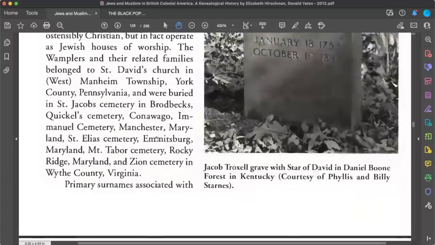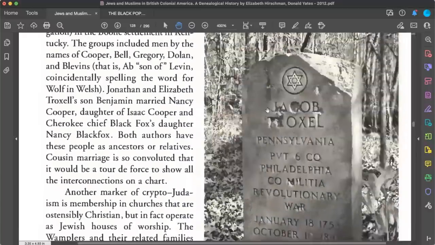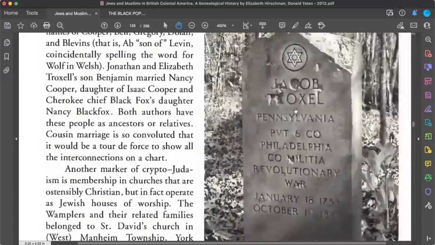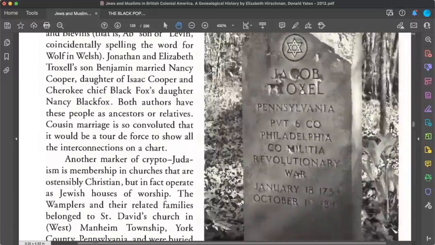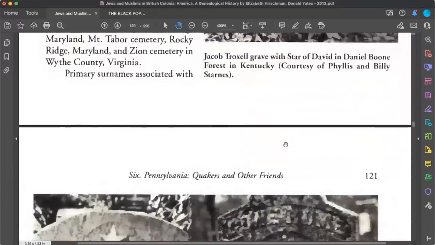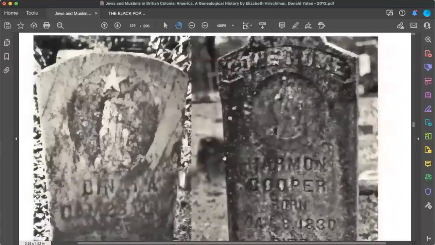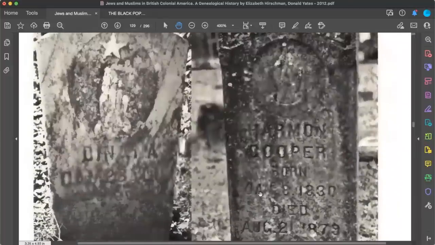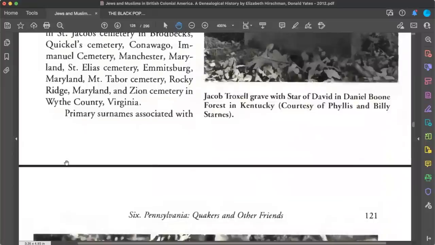Primary sources. All right, so real quick, just want to show that Jacob Troschel, he got a Star of David right in his tomb. And again, he's not even supposed to be Jewish, all right? He's not even supposed to be that. But again, when he died, they made sure that they put it on, okay? To honor and remember his heritage. Again, some more tombs here, as you can see. The Coopers, all right? We know that goes back to Spain.